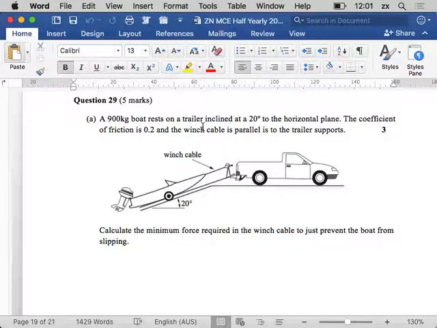Now, first of all, which way does the boat want to go? Down. In this question, they just want to stop the boat from slipping. Yeah, are we happy with that? They just want to stop the boat from slipping. So, I'm going to start off with my simplified formula.